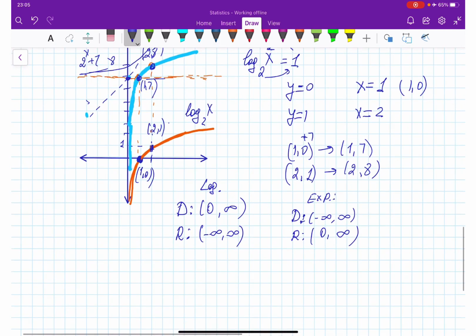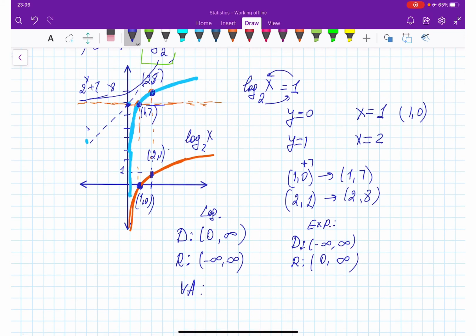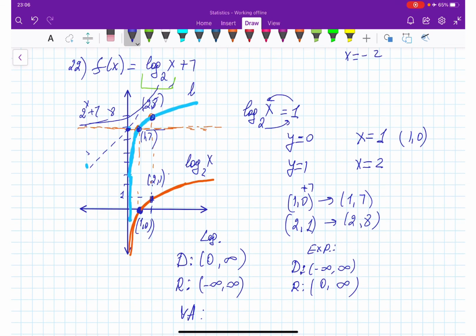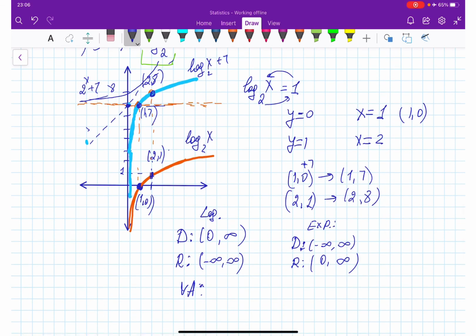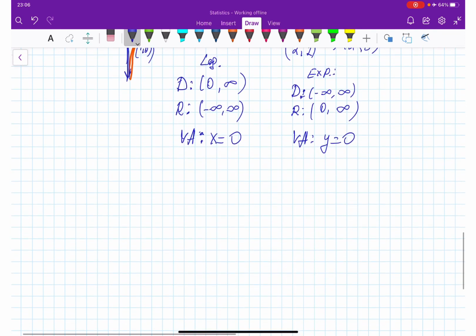Okay? Now, what is going to be our vertical asymptote here? What is the axis that the graph runs along but doesn't touch? Let me write down, this is our logarithm of x by base 2 plus 7. And this is only logarithm of x by base 2. So the vertical asymptote is going to be x is equal to 0. Yes? This line. Correct? Because this line is x is equal to 0. While the asymptote for the exponent, remember, was y is equal to 0. Okay. This was number 22. Moving to question number 23.